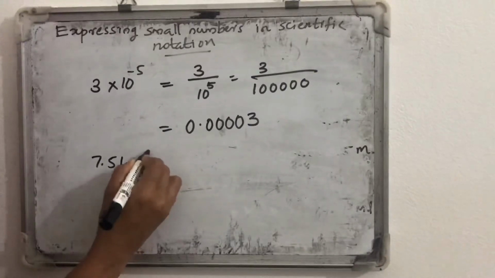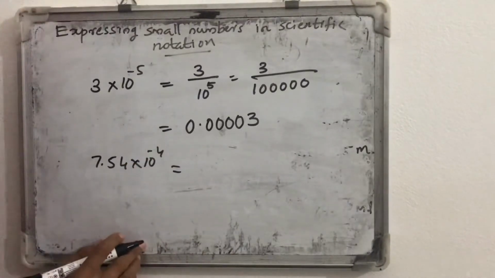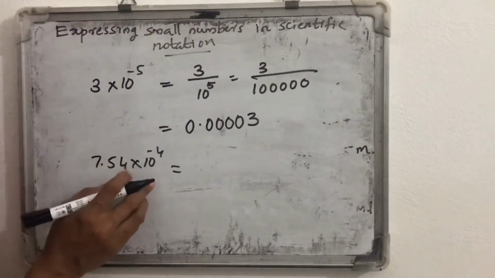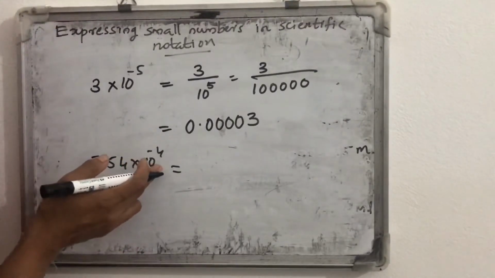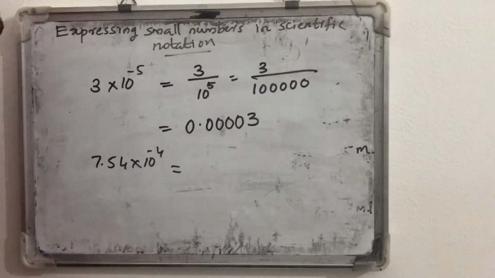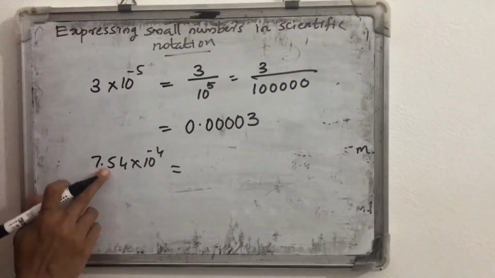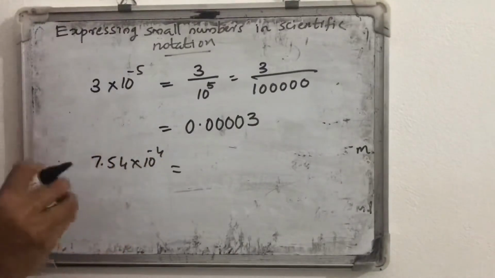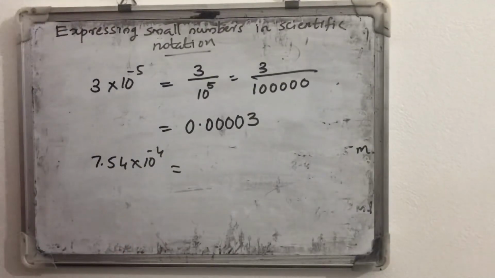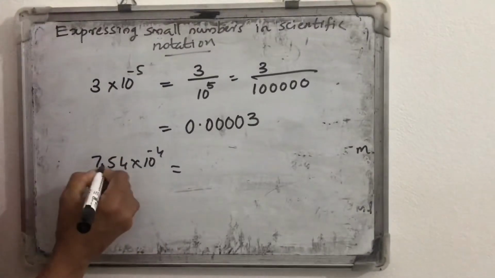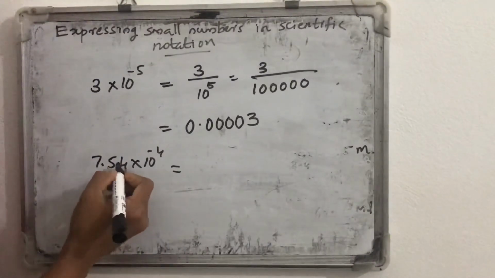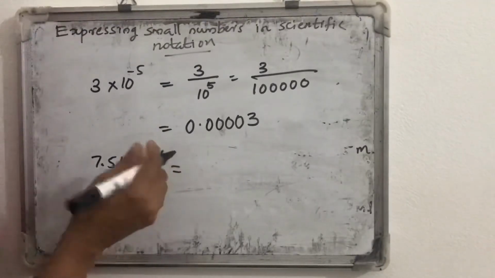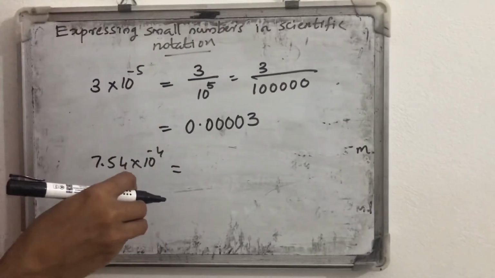7.54 into 10 raised to minus 4. How many decimal places will be there? 4 decimal places we want to take, including the 2 decimal places we already have. So total 6 decimal places will be there. Here already 2 decimal places, then 10 raised to minus 4 gives 4 places also. So total 6 decimal places should be there.